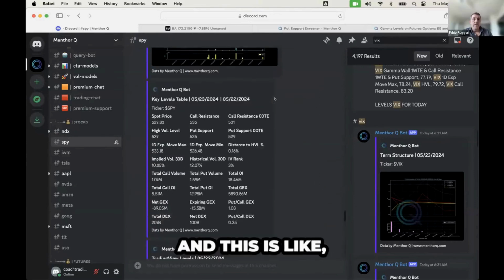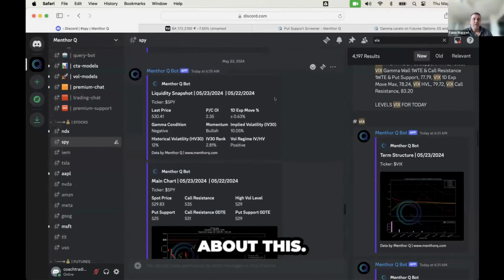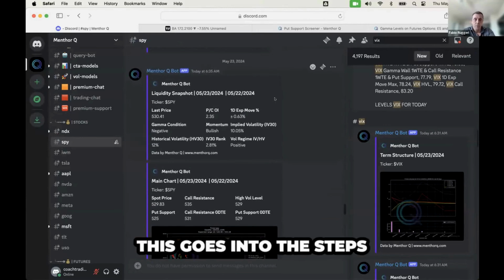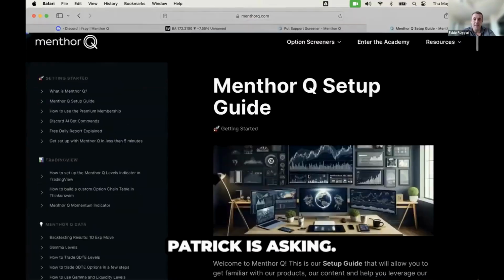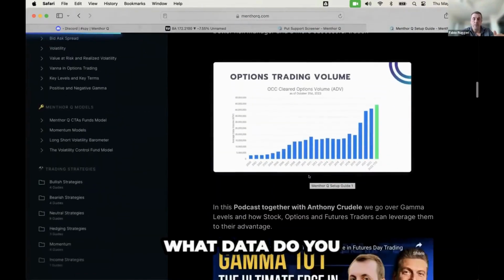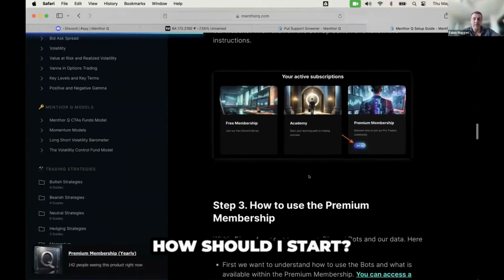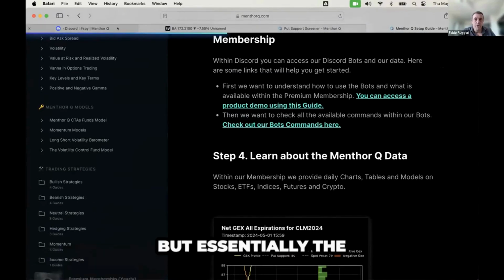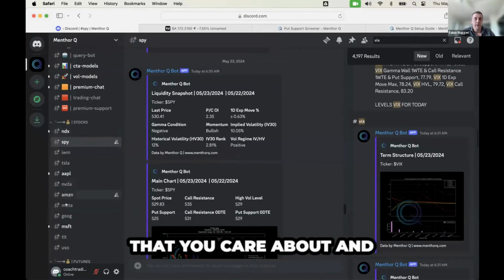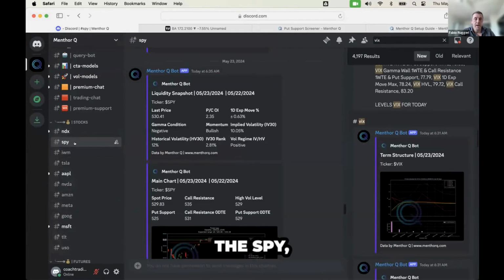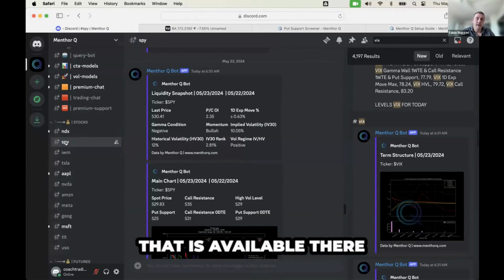Yeah, absolutely. We got a question actually today as well about this. Again, this goes into the steps that we have. First of all, we have a MenthorQ setup guide that goes through exactly what Patrick is asking. Step by step: what data do we provide, why is it important, how should I start? But essentially, the answer is if you find an asset that you care about and is part of the channels here, for example the SPY, take a look at the data that is available there, and also take a look at the order. There is a reason why we follow a specific order there.